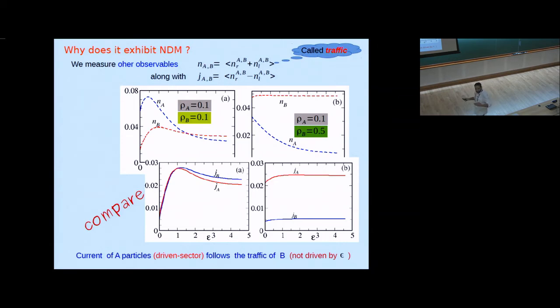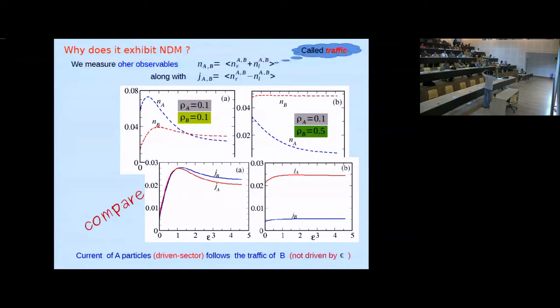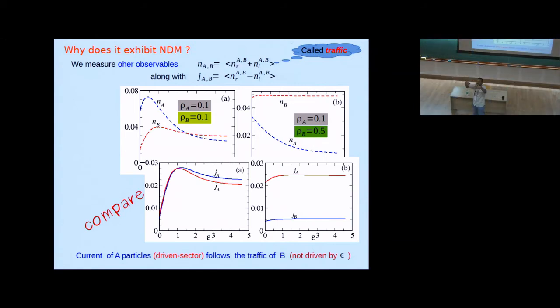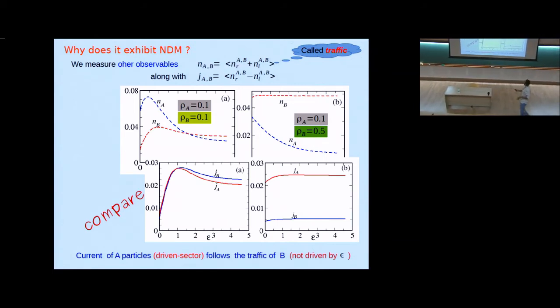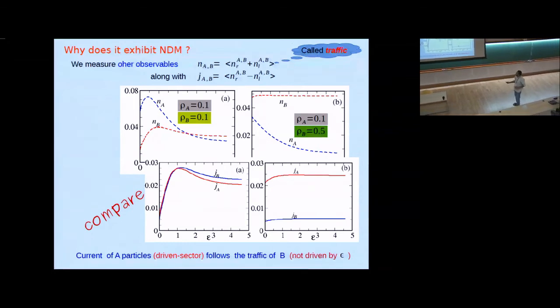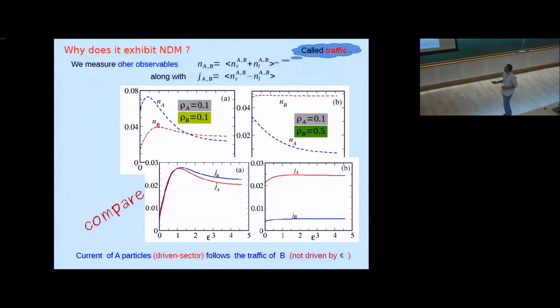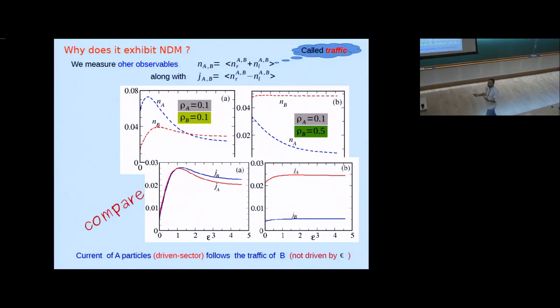Because A is biased, you want to see how the A particle moves. The traffic of B actually relates to the current of A. If the traffic of B is this one, the current of A is exactly similar, but the traffic of A doesn't have any correlation. So it seems that with interacting particles, one particle is biased and the other is not biased, but the traffic of the latter is somehow decreasing. And just because of the interaction, this puts a negative response on the driven degrees. So the current of the A particle, which is the driven sector, follows the traffic of B. So that looks like a conjecture here, for one model.